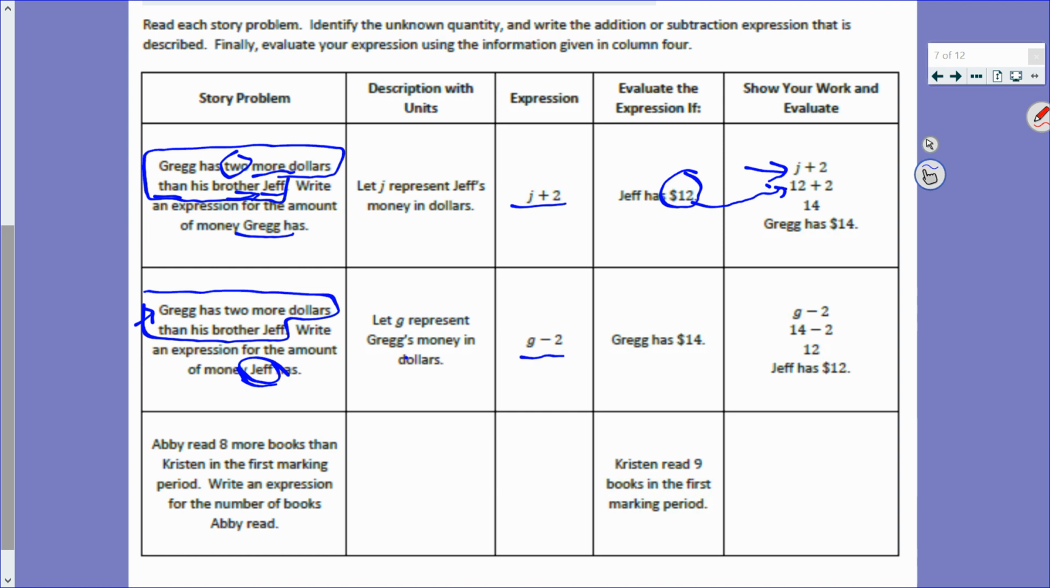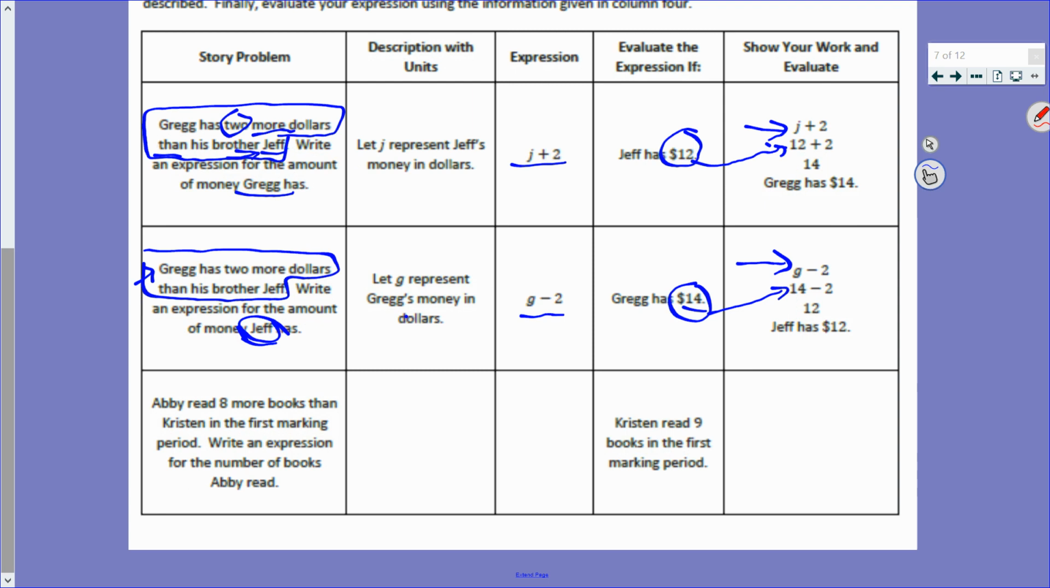Subtract 2. So now my expression is G minus 2. Then they're going to say, okay, Greg has $14. I rewrite my expression, G minus 2, but now I substitute the value in for the G. 14 minus 2, Jeff has $12. And I go back again to my scenario. Greg has $2 more. He has 14. Is that 2 more than Jeff has? Yes. So I did it correctly. Making sense? Sort of. Okay, let's do one more together to walk through this and help you guys see it.